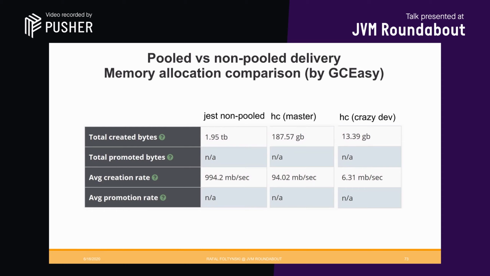Jest needed almost 2 terabytes to deliver 100 million logs, where the crazy development version needed only 13 gigabytes. The allocation average creation rate almost a gigabyte versus 6.3. I think it's a decent improvement. The current master allocates roughly 94 with the same workload.